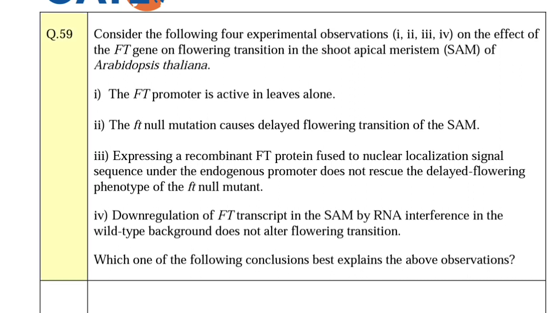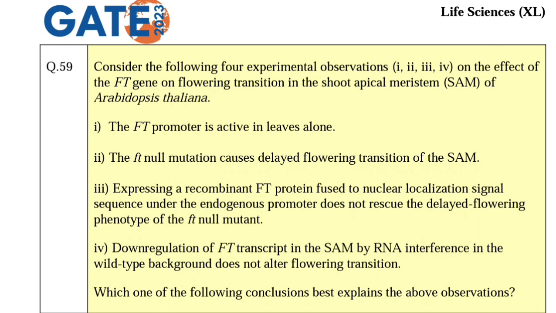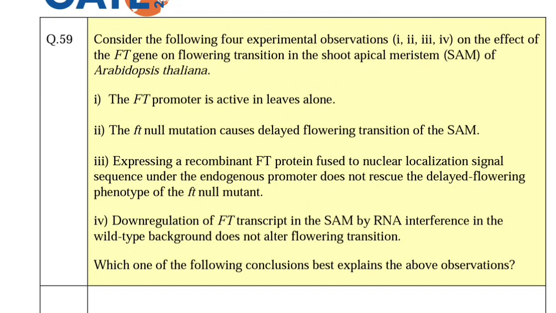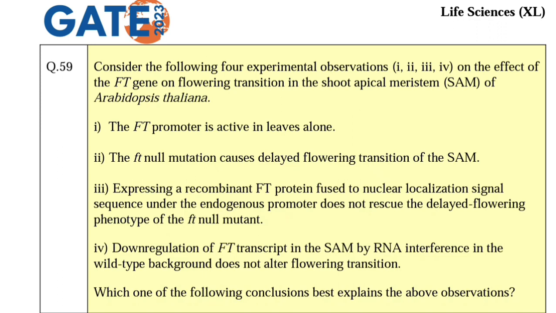Q.59. Consider the following 4 experimental observations on the effect of the FT gene on flowering transition in the shoot apical meristem (SAM) of Arabidopsis thaliana. I. The FT promoter is active in leaves alone. II. The FT null mutation causes delayed flowering transition of the SAM. III. Expressing a recombinant FT protein fused to a nuclear localization signal sequence under the endogenous promoter does not rescue the delayed flowering phenotype of the FT null mutant.